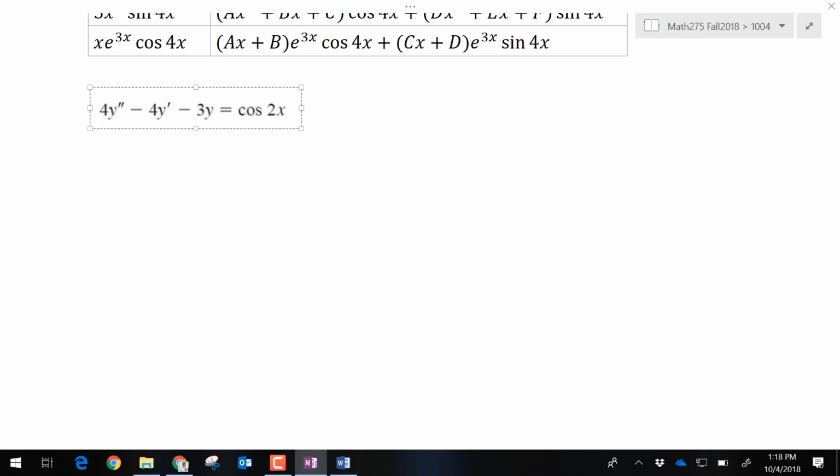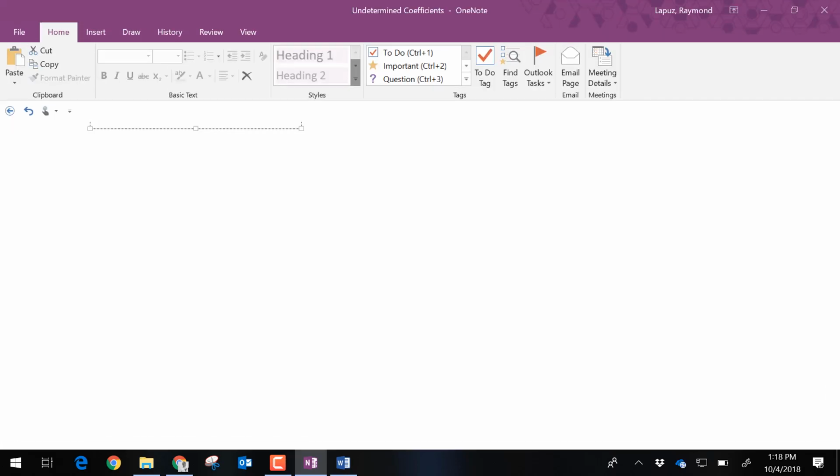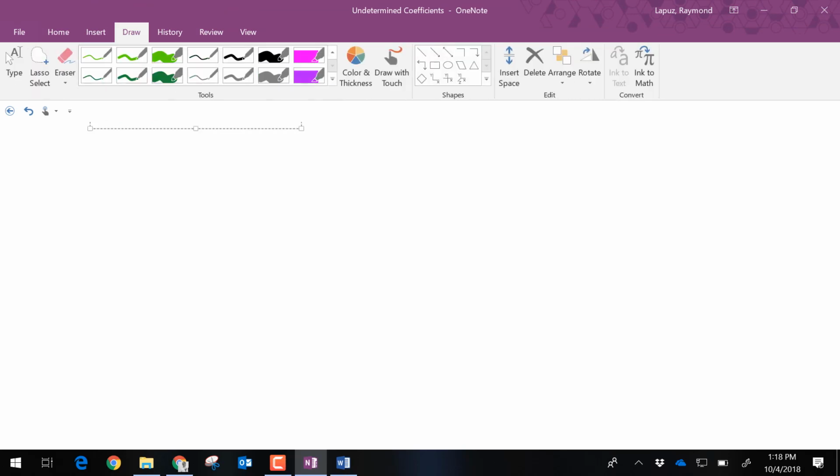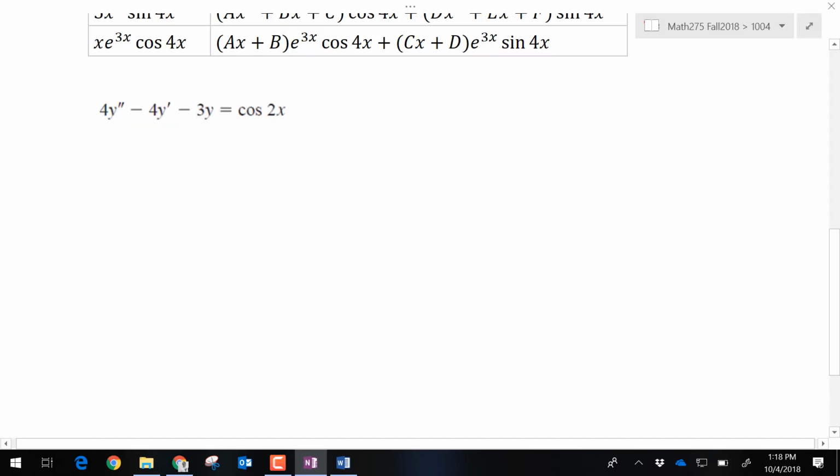So let's see how this is going to work for us. Let's do our first step. Let's see if we can solve for the homogeneous portion. We're going to assume that the right-hand side is equal to 0, find our y1 and y2 from there, and then see what we get.